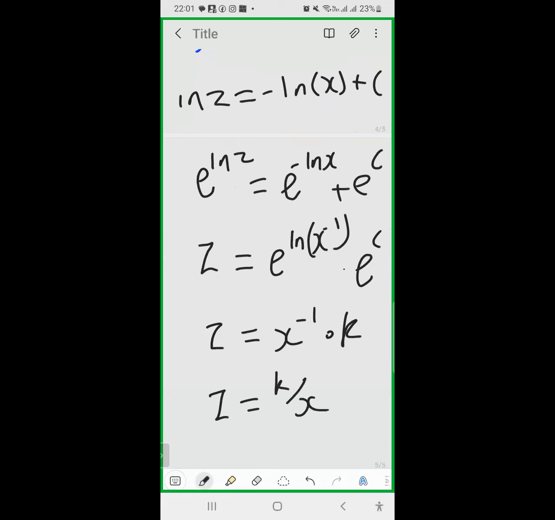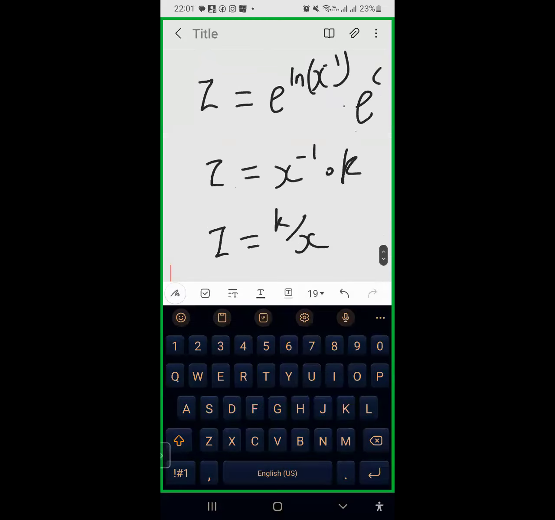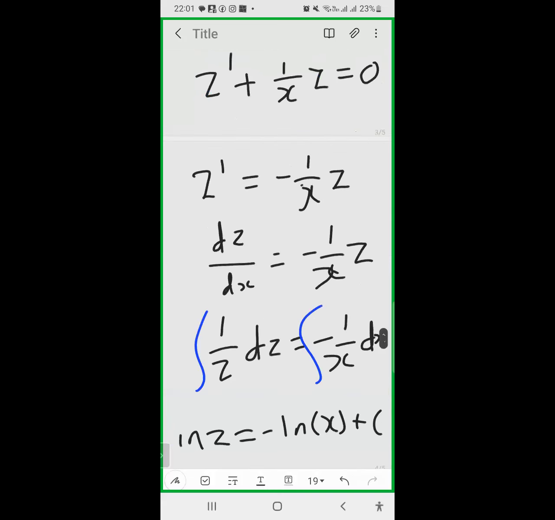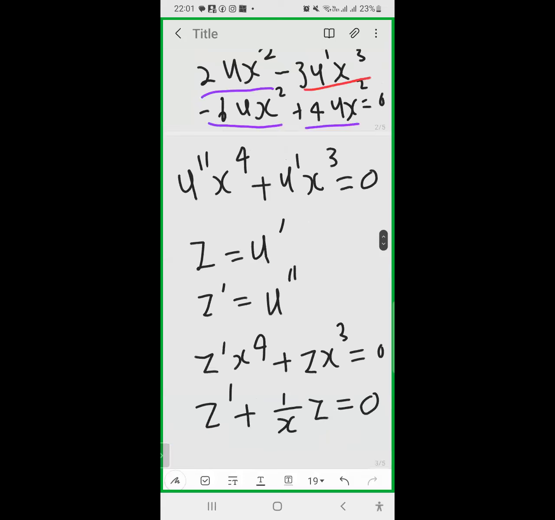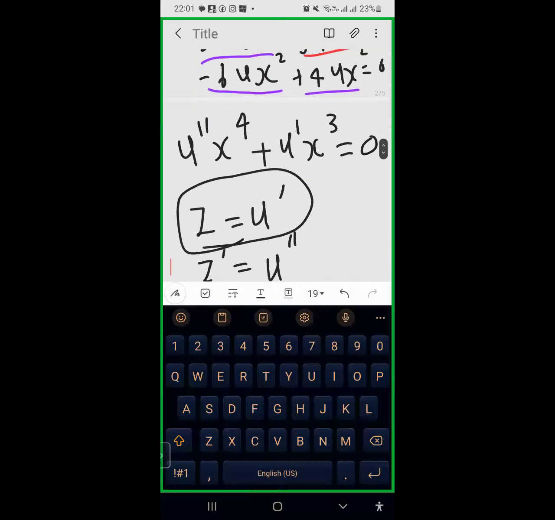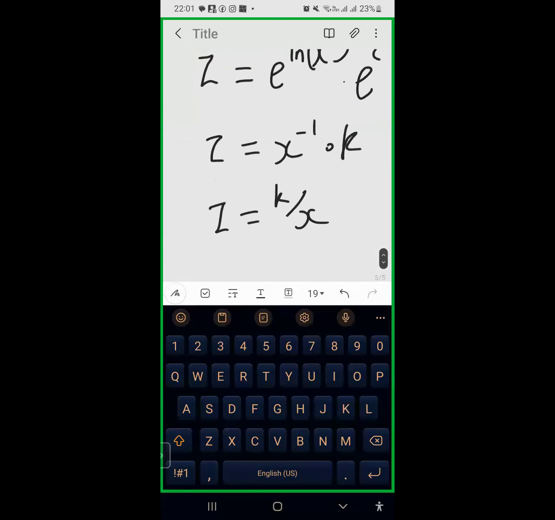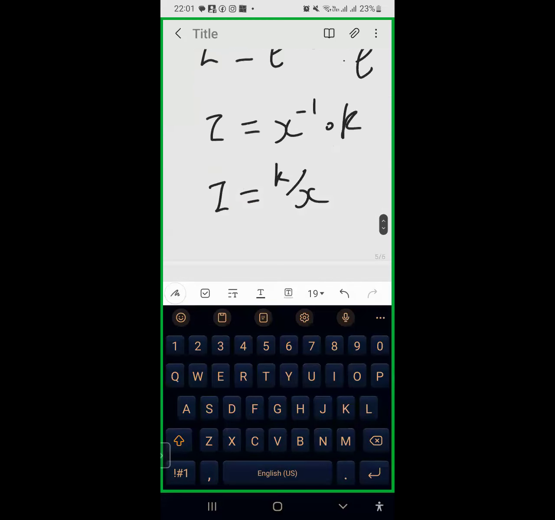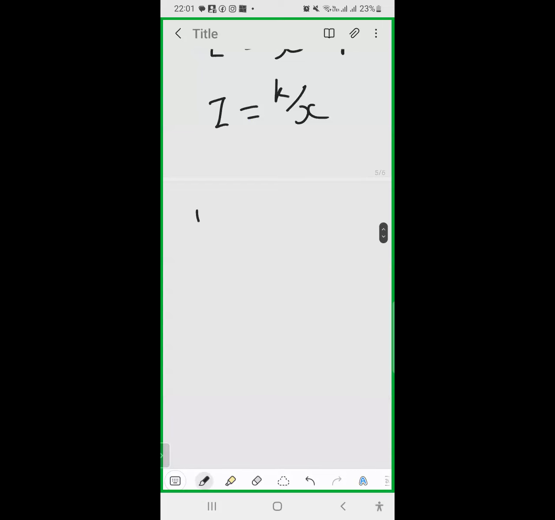From here, we can now remember previously we said that z is equal to u prime. We said that z is equal to u prime. Therefore, we can equate u prime to k over x. Let's continue and do that. So u prime, we equate it to k over x, and the u prime is the same as the change in u over the change in x is equal to k over x.